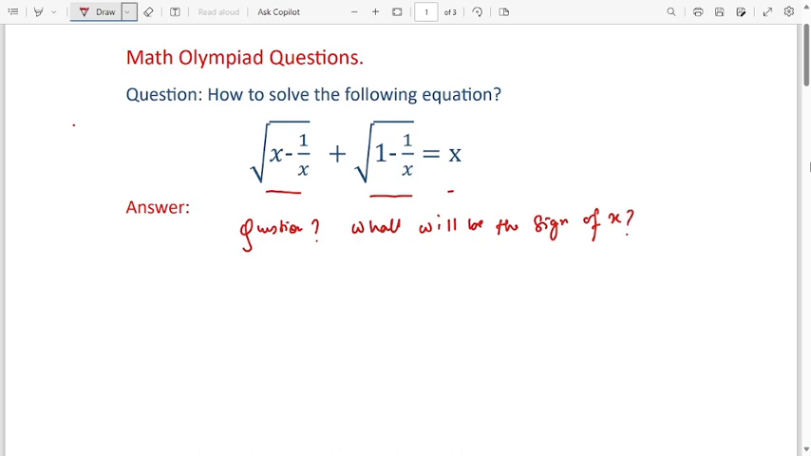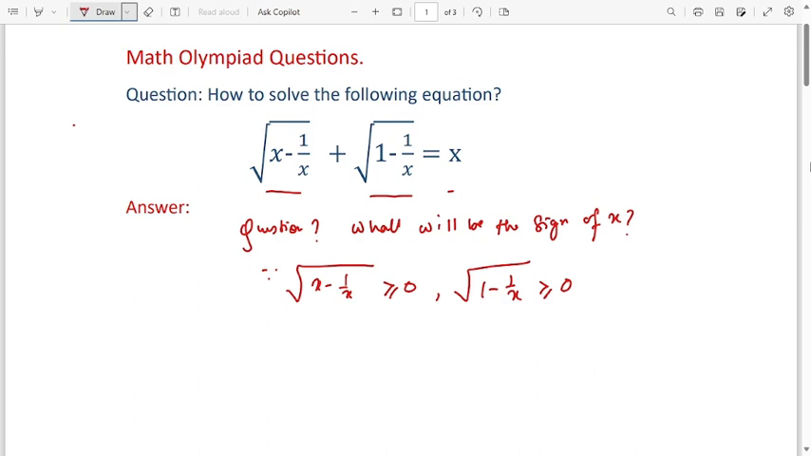So for this, we know that square root of x minus 1 by x is always greater than or equal to 0, and also square root of 1 minus 1 by x is greater than or equal to 0, because they are under the square root. Now you can ask me a question, sir, is it always true?